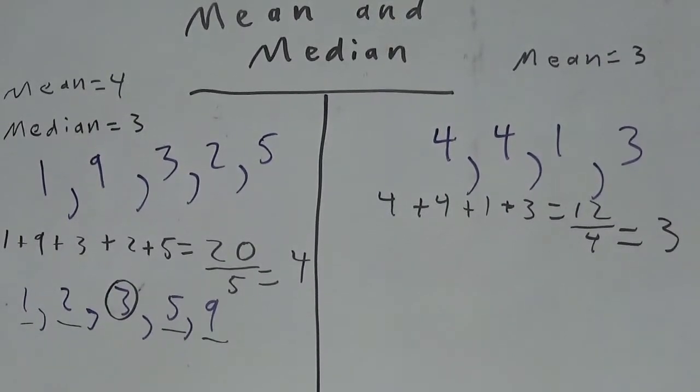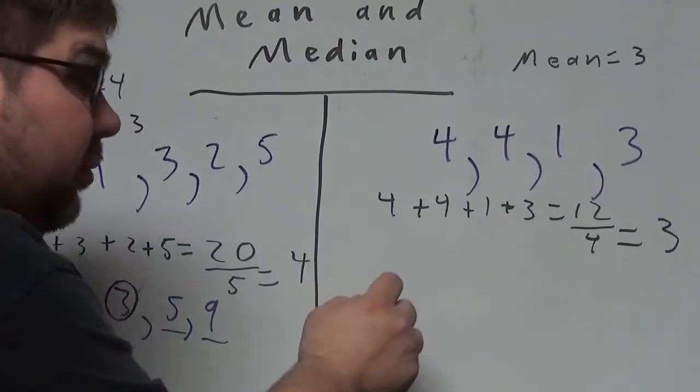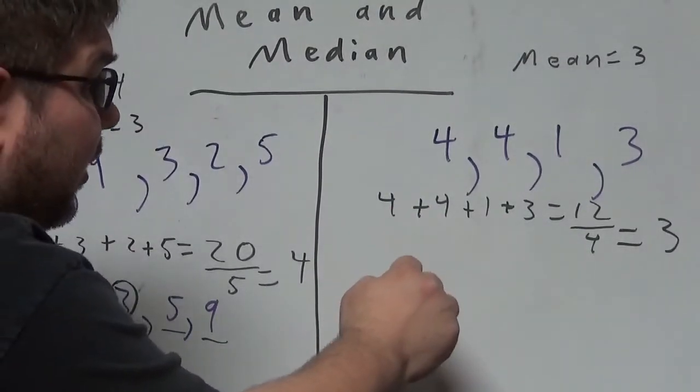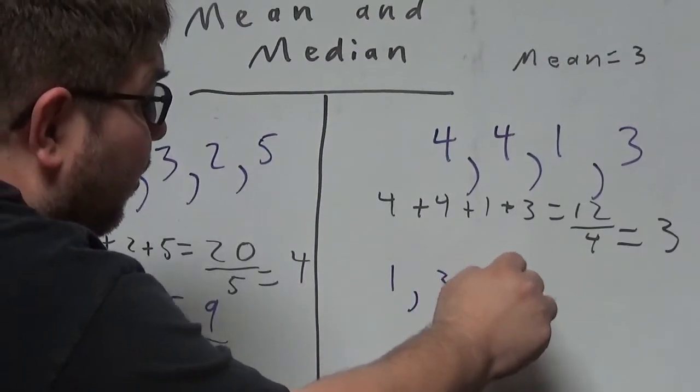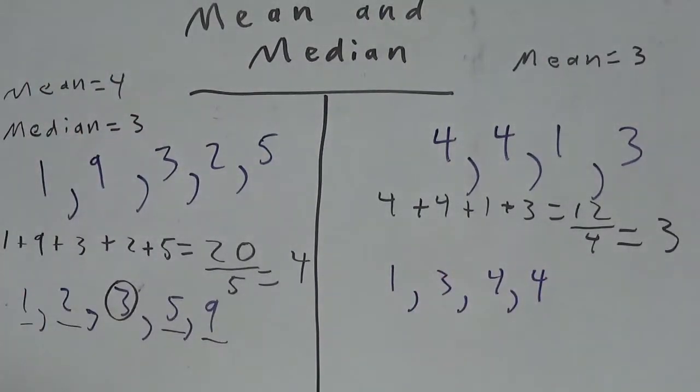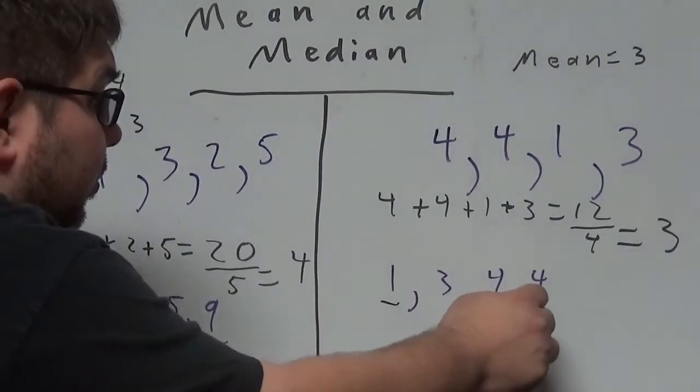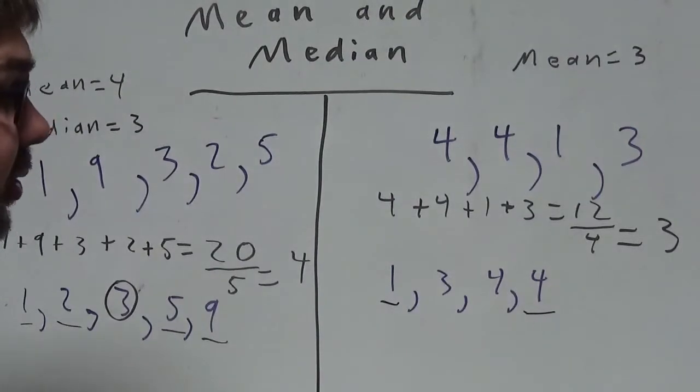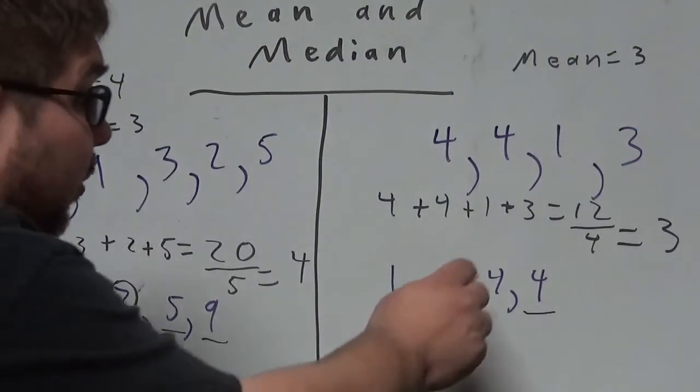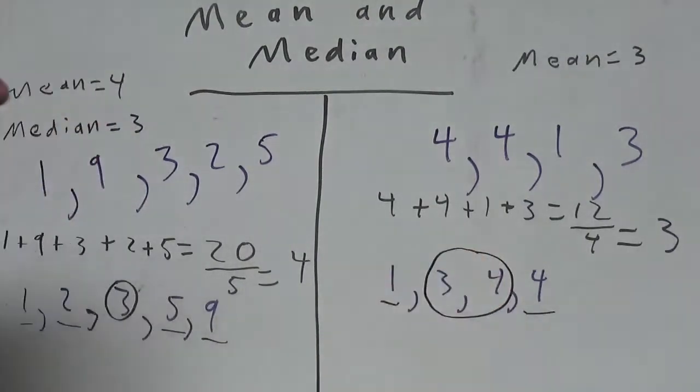Now for the second one, hopefully you look and see an issue. I'm going to put it in order: 1, 3, 4, 4. Hopefully you see an issue, and that is we don't have a middle number. So what do we do if we have no middle number? Same thing, mark off the numbers, and now because we have no middle number, we have 2 middle numbers. We have 2 numbers in the middle instead of 1.